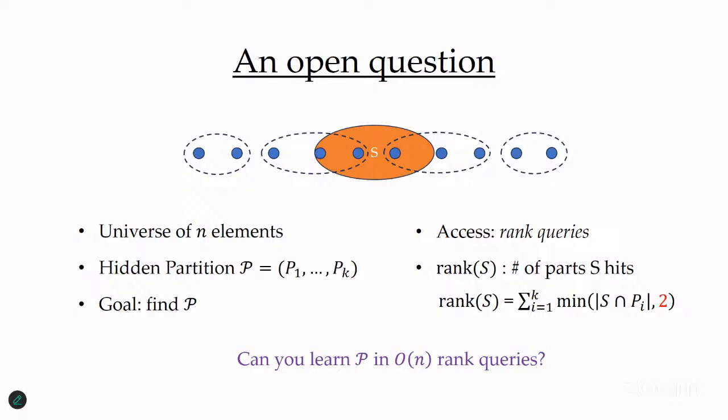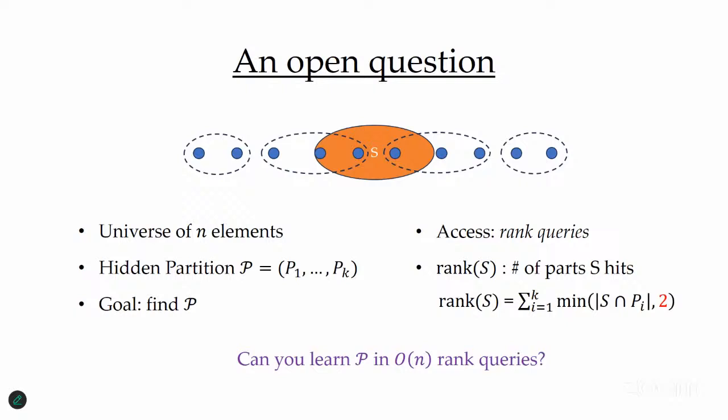But just to get an understanding, I take a subset S. I go to every part, and if I get nothing, I get 0. If I have one thing, I get 1. If I have two things, I get 2. And if anything more, I get 2. So every part is giving me 0, 1, or 2. And so the total rank of S will be between 0 and 2k. If I just change that 1 to 2, can I learn this partition in order N queries?